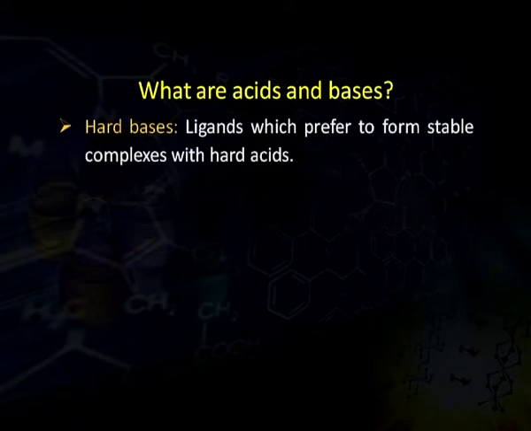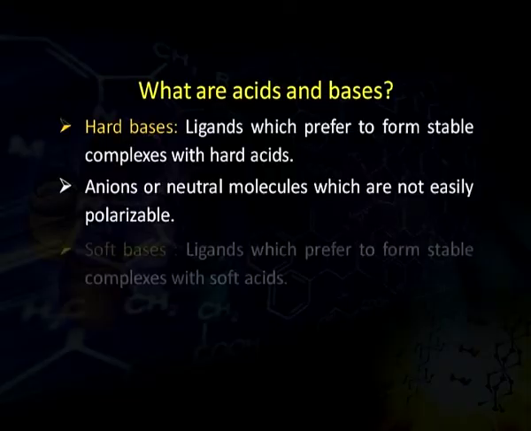Hard bases are the ligands which prefer to form stable complexes with hard acids. So, in simple words, any base which forms a stable complex with a hard acid will be a hard base. These are anions or neutral molecules which are not easily polarizable.